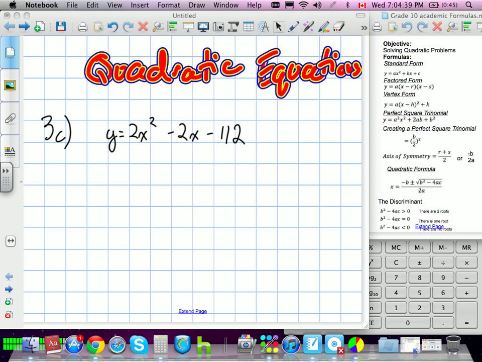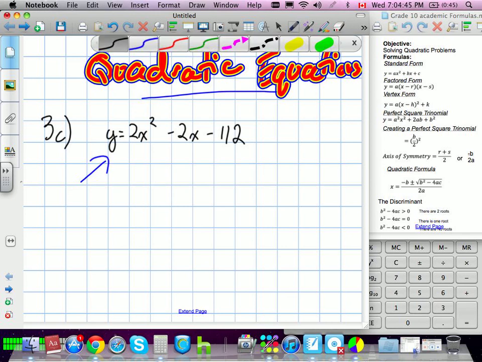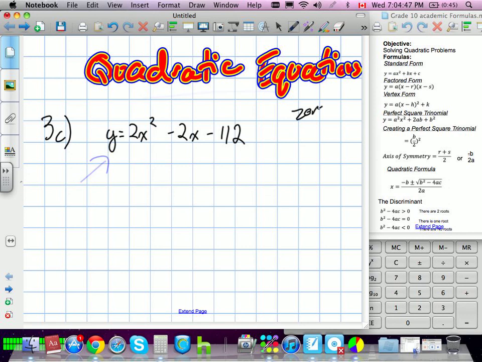Alright, so we're going to go over our quadratic equations. We have question 3C. The question is just to find the zeros. That's the goal of this. It says find zeros, which is also known as the x-intercepts.